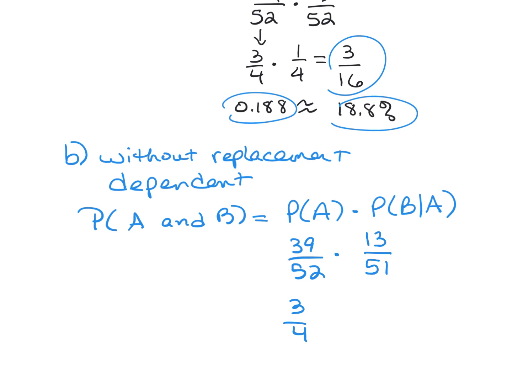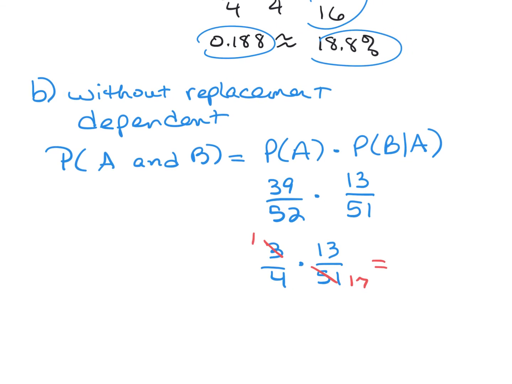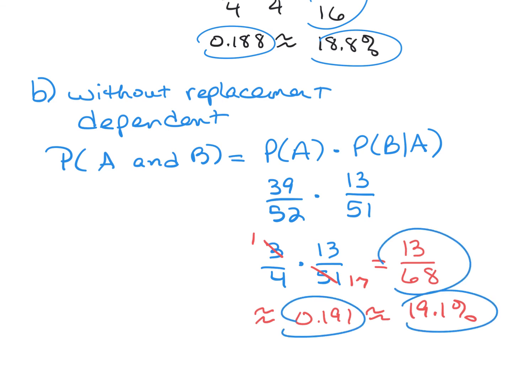Now, I can also simplify. Let me go ahead and put this down here. I can also simplify diagonally the 3 and the 51. 3 goes into 51 17 times. I'm going to multiply what remains, and I get 13 over 68. And then turn that into a decimal, 0.191. As a percent, 19.1%. Those would be your 3 answers. And that is it for dependent and independent events.